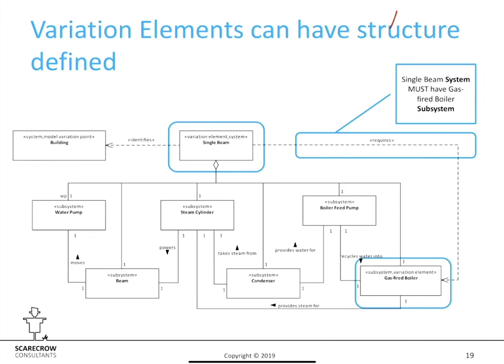So we can see that our single beam, it's made up of a water pump, a beam, a steam cylinder, a condenser, a boiler feed pump. And here now we're saying, okay, we're actually picking the fact that it's going to have a gas-fired boiler. And again, we can put a required through here from the single beam engine, because it's a variation element, to another variation element saying whenever we have a single beam engine, it has to be a gas-fired boiler. It can't be a coal-fired boiler.